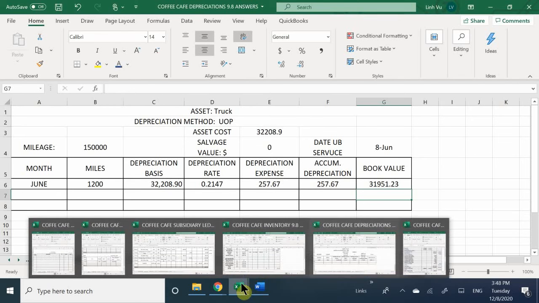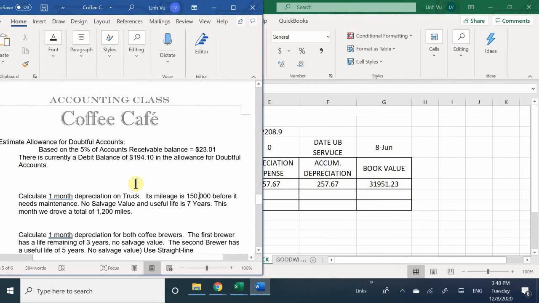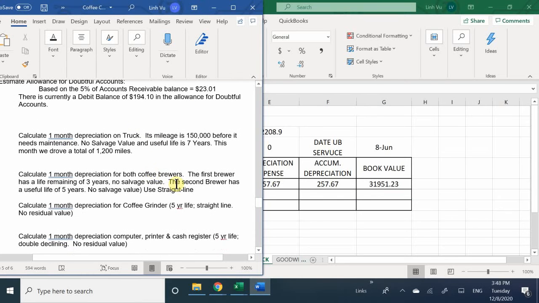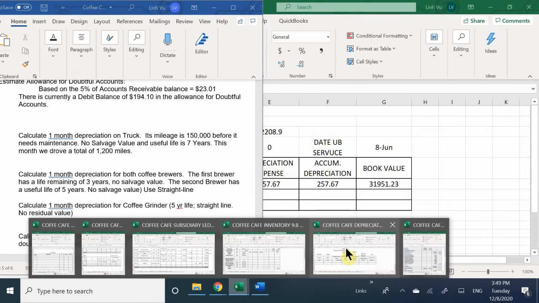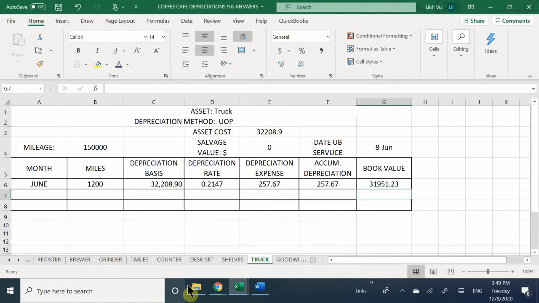So, what is next? Calculate 1 month depreciation for both coffee brewers. The first brewer has a life remaining of 3 years, no salvage value. The second brewer has a useful life of 5 years, no salvage value, and we're going to use the straight line method. Okay, so we're going to adjust for our coffee brewers.